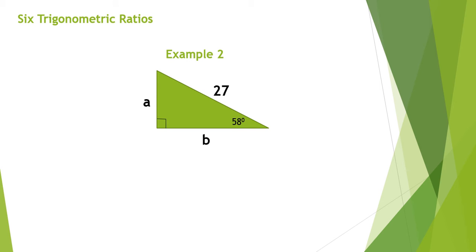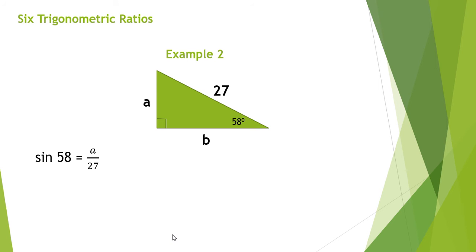So let us take a look at this example. We have here another triangle wherein the given is only theta, which is 58 degrees, and the length of the hypotenuse, which is 27. And this time we will be looking for the measures of sides A and B. Since we can see, basing from the figure, that A is the opposite side of our theta, it is more applicable for us to use the sine ratio.